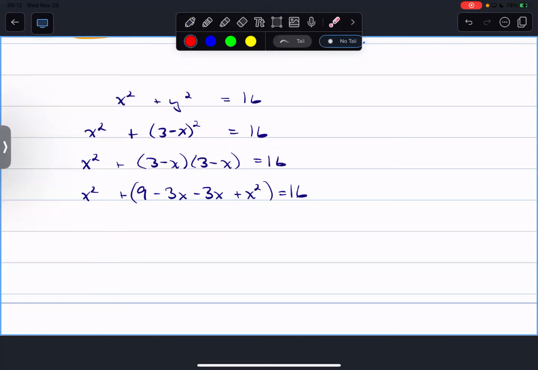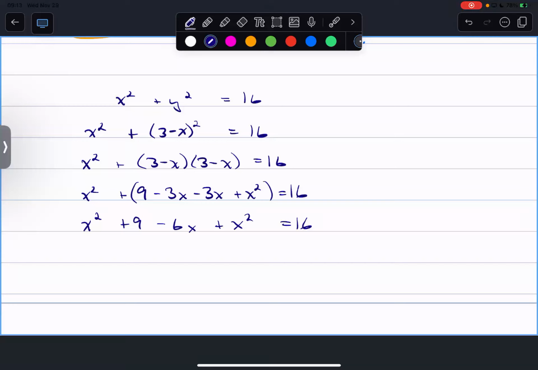Making sure that you keep brackets around it. Here we're adding, so it's not a concern. Addition and subtraction just creates subtraction. But if you had subtraction here, then you would have to distribute that negative inside. And so here we get x squared, I'll write it out clean first. 9, I will combine my minus 3x minus 3x to minus 6x, plus x squared is equal to 16.